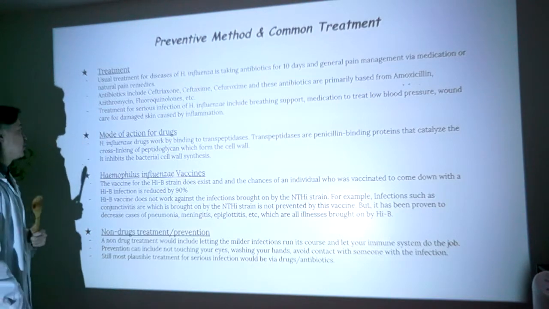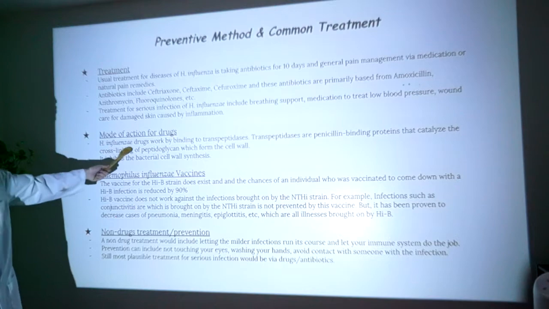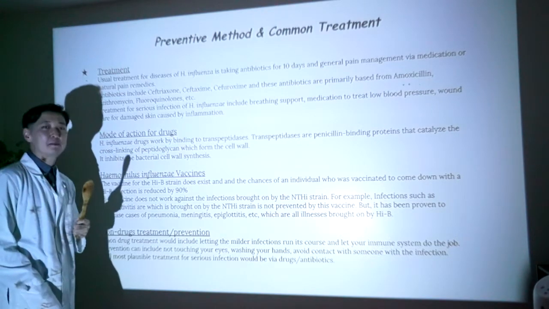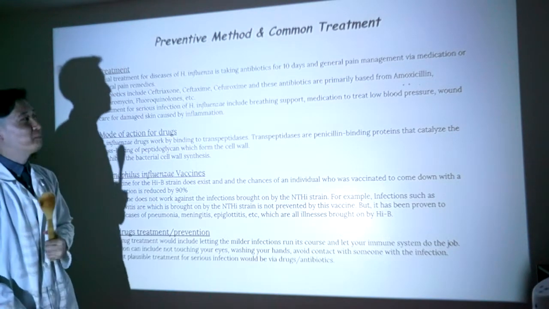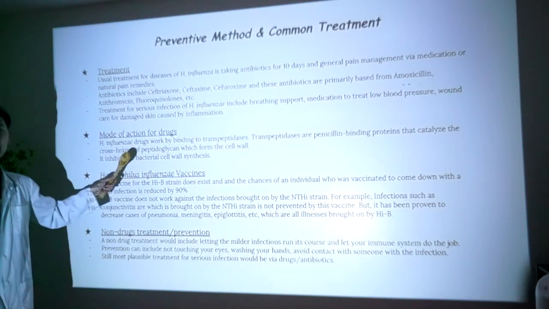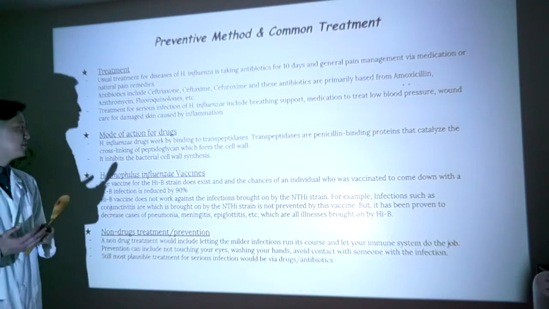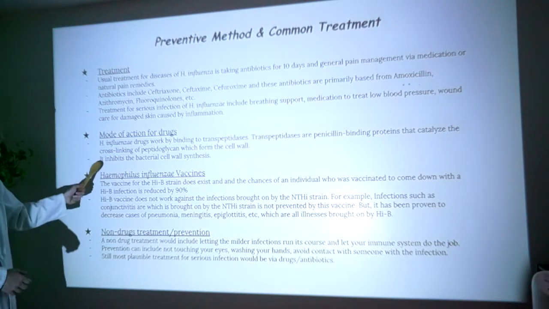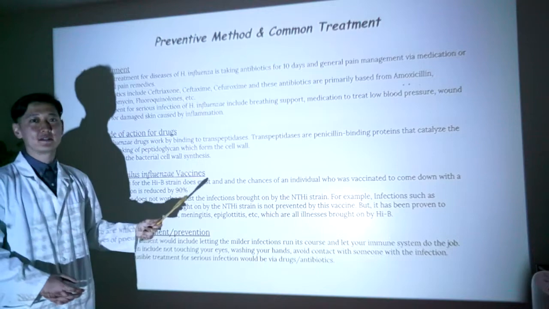The mode of action for these drugs: the Haemophilus influenzae drugs work by binding to transpeptidases. Transpeptidases are penicillin-binding proteins that catalyze the cross-linking between peptidoglycans, which form the cell wall of bacteria. It works by inhibiting the bacterial cell wall synthesis.